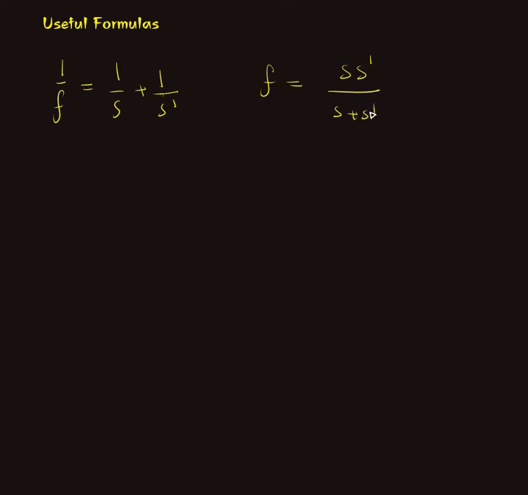Another equation that will be useful is when you're trying to find magnification. Remember, the previous one is for focal length. This one's for magnification, and it says m is equal to minus s prime divided by s, or sometimes they use q and p, where q is the distance of the image to the mirror and p is the distance of the object to the mirror.